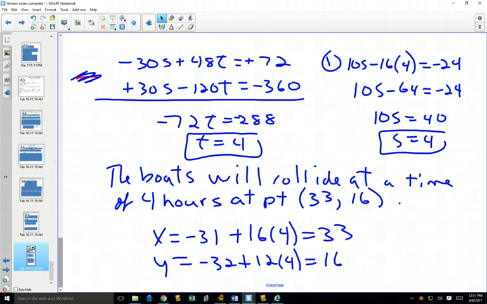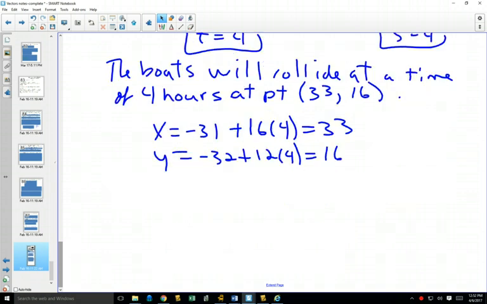And that collision is going to happen at... Scrolling down. Here we go.